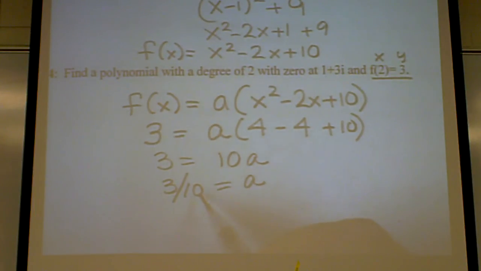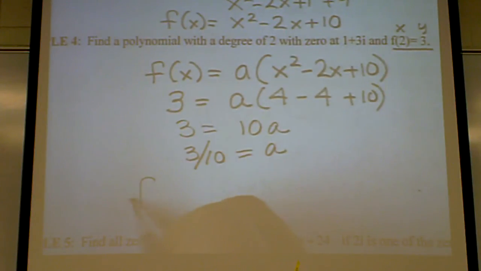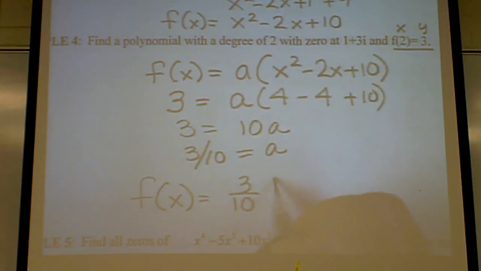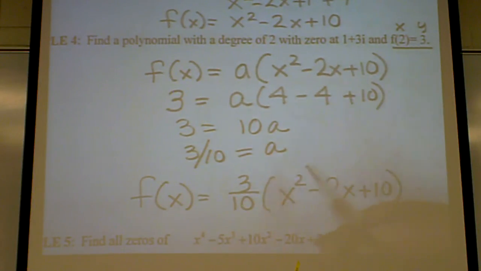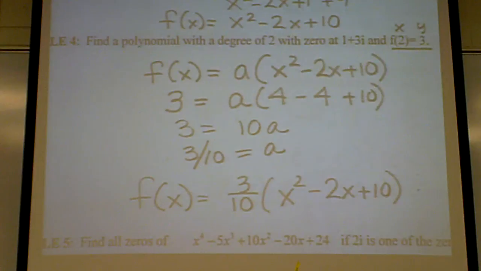All you have to do now is go back right up here and put 3/10 here. And just leave your answer. As far as I'm concerned, leave it. You can distribute that a value, but just leave it. Okay?